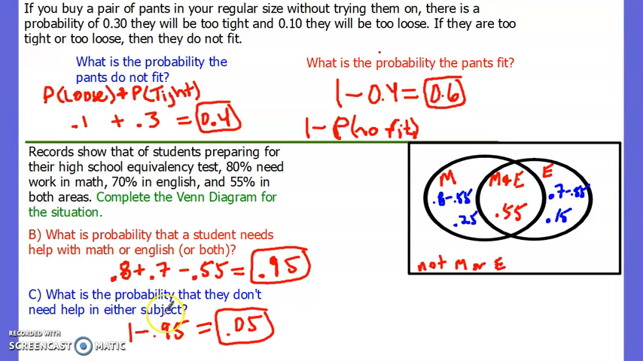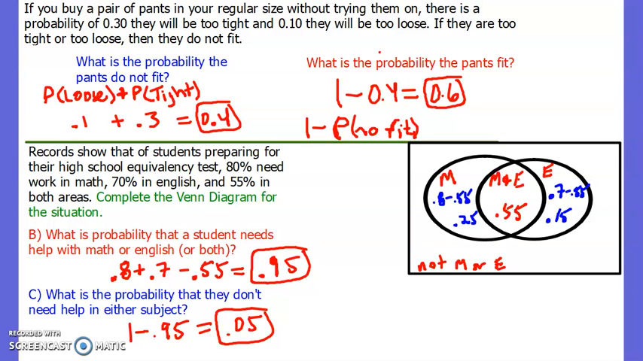Down at the bottom, what's the chance that they don't need help in either? Well, take out those circles. What's left over in the box? You just take your 1 minus 0.95, 1 minus the chances they need help in math or English or both, and we've got 5% or 0.05. Hopefully that helps you with the OR style of the question, that addition rule.